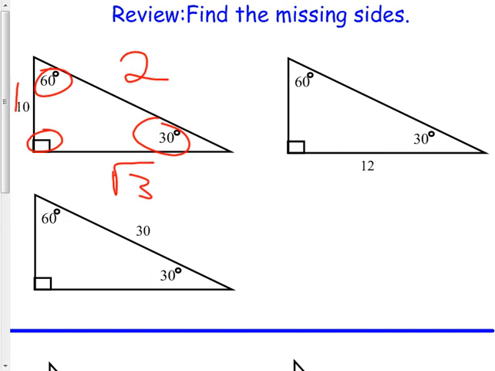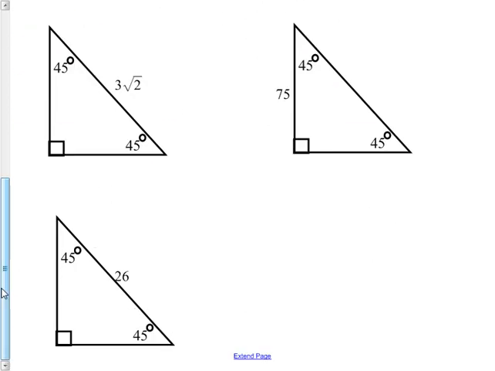How about on the 45, 45, 90? That's down here. 1, 1, and what? Square root of 2. Now, if you want to use x's, then I'd use x, x, and x times the square root of 2. Okay? Because there's two ways that you can memorize these.